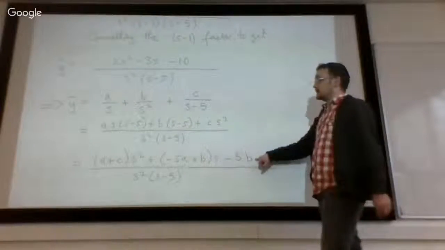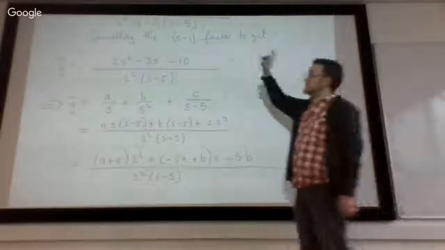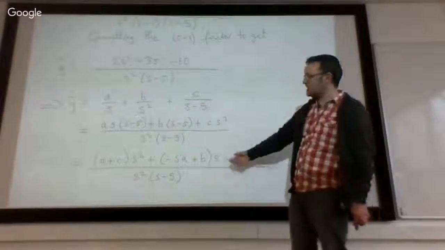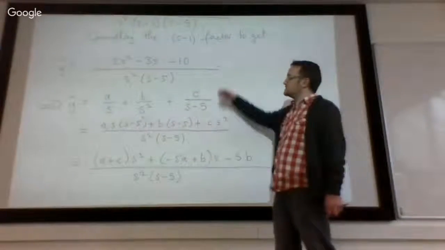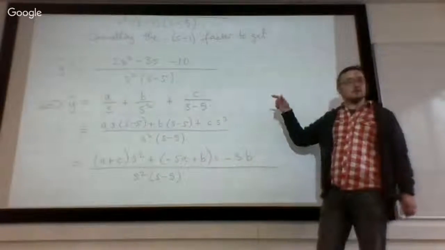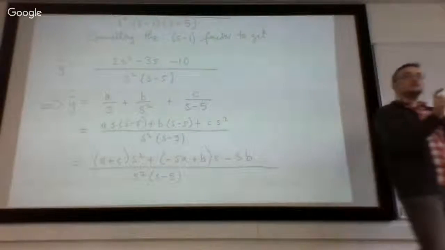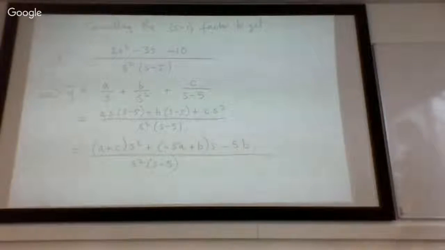So it's this polynomial, and we're comparing it back to the original expression for y bar. Originally we had y bar as a polynomial over s squared times s minus 5, and now again we have y bar as a polynomial over s squared times s minus 5. The only way those two expressions can be equal is if their numerators are equal. The numerators are both quadratic polynomials in s, and the only way two quadratic polynomials can be equal is if they have equal corresponding coefficients. So this is going to give me the conclusion about what A, B, and C should be.